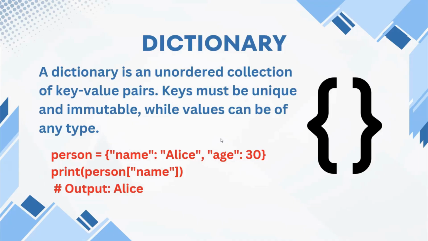Age is a key, which is constant, while the number seen here, 30, is the value of that key, a numerical value. You can make changes to the values here.